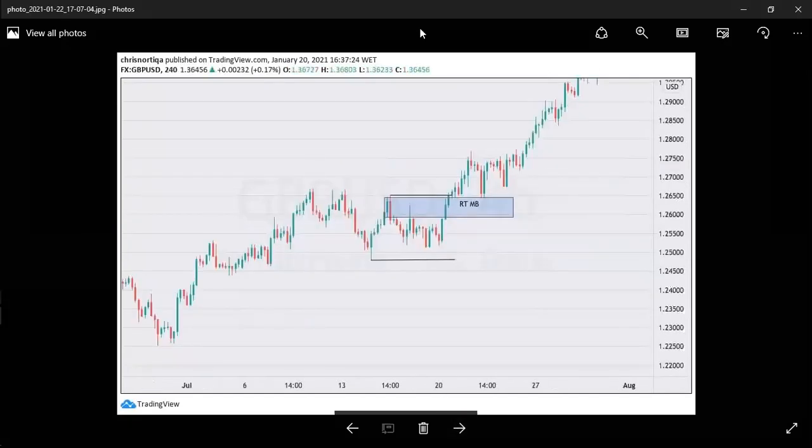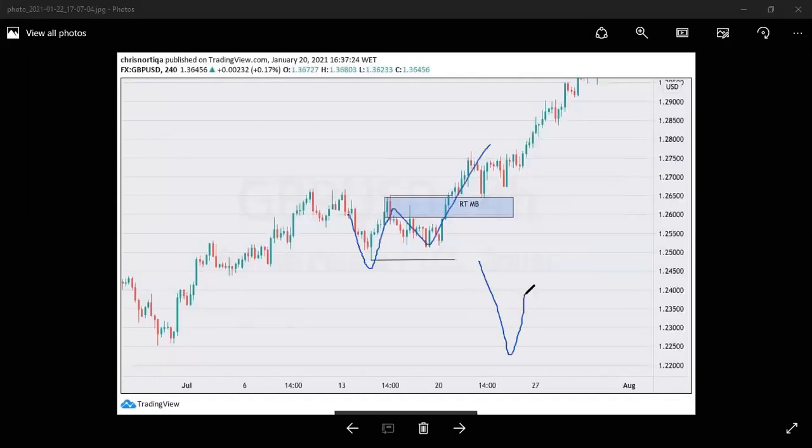This is a mitigation block. Okay, it's found in type 2, right here. This is the mitigation block, and then this is the return. So this was the mitigation block here, and this was the return to mitigation block.